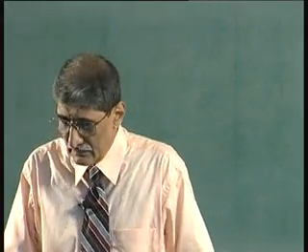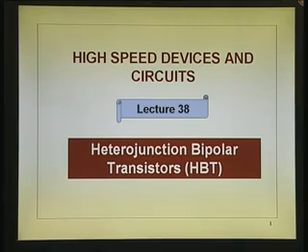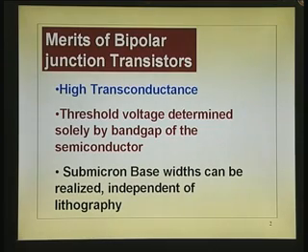Okay, we have been discussing the merits of the bipolar junction transistor, and we were in the process of taking a look at the heterojunction bipolar transistor. Just to see what we discussed, a summary of what we discussed last time: the bipolar transistor has several merits. One is it has high transconductance, which is exponentially dependent on the VBE. So, delta IC by delta VBE is IC by VT.